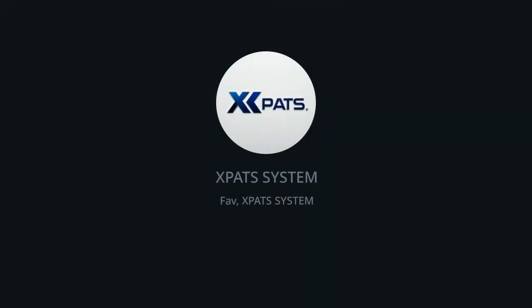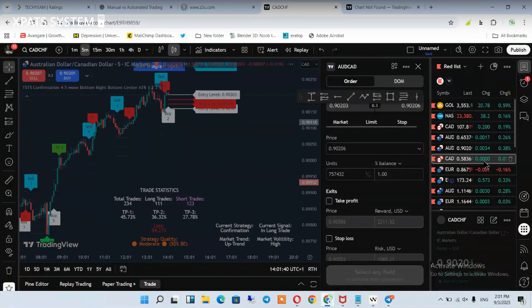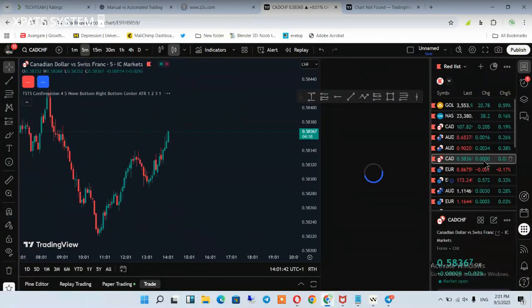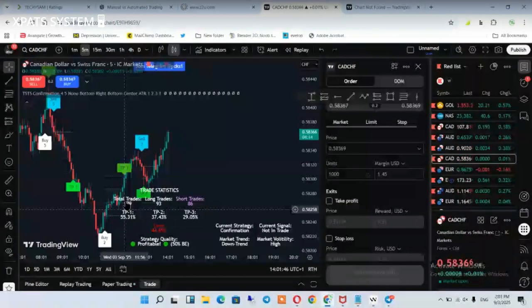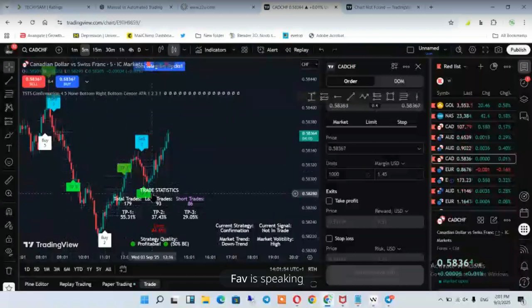CAD CHF, the alpha is good. It's profitable. See TP3, TP3, TP1. Come on, man. What else do you want? If you just chop this one per day, 1 to 3 hour, 1 to 3 hour, 1 to 1 hour, it's enough to just close for the day and go rest.